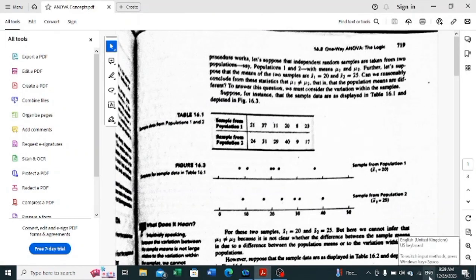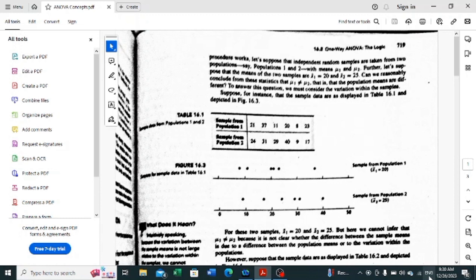Hello students, in this video we will talk about the concept of analysis of variance. Analysis of variance is used for testing the equality of more than two means. That is, we are interested in comparing the mean values of three groups. This is when we apply analysis of variance.